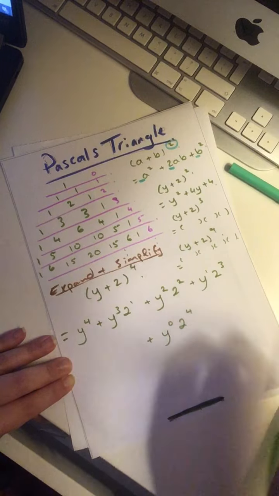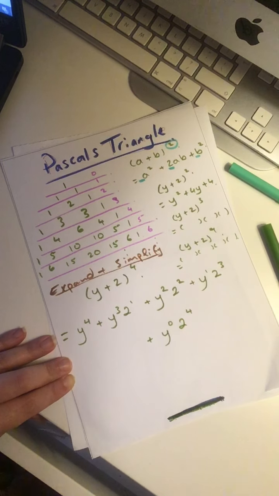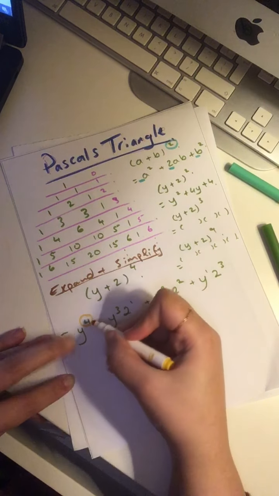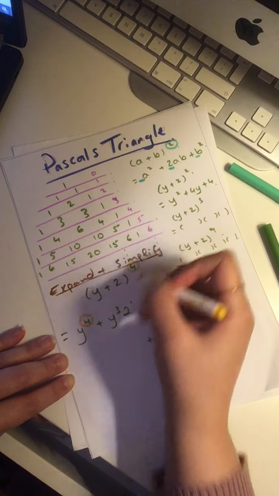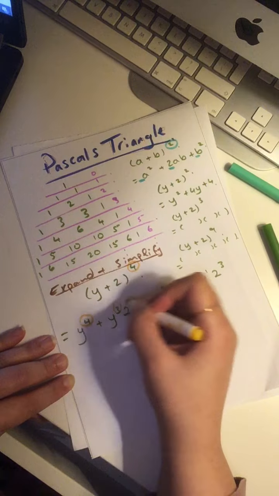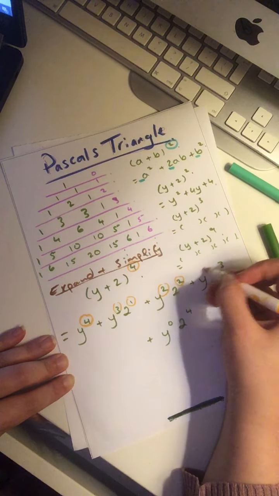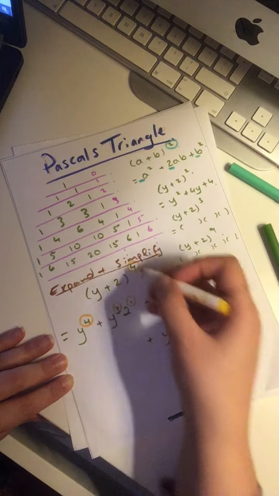I stop there. Now notice how these numbers here, so this is 4, and that's equal to 4. And then this is 3 plus 1, which is 4, and that's equal to that. 2 plus 2 is 4. 1 plus 3 is 4, and 0 plus 4 is 4.